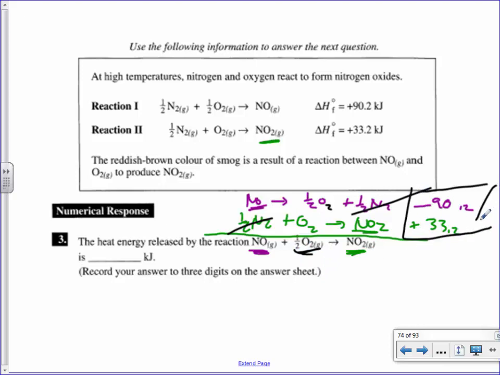So negative 90.2, and add 33.2, and I get negative 57. And if you wrote that down, you're wrong. Why? Sig digs. You need to have a 0.0. Yeah, don't screw up sig digs.